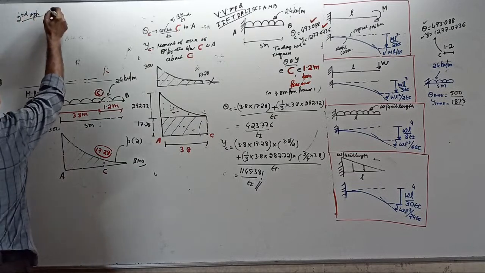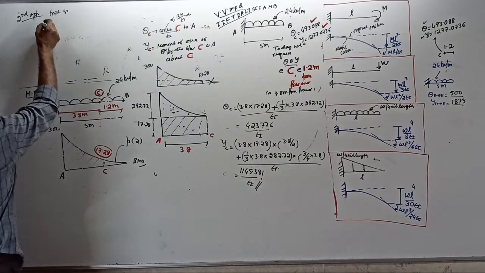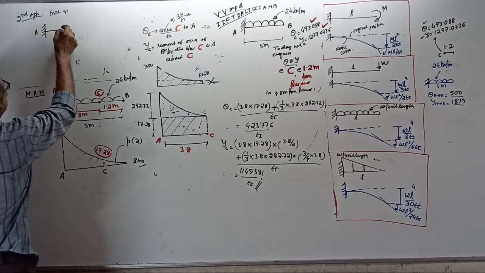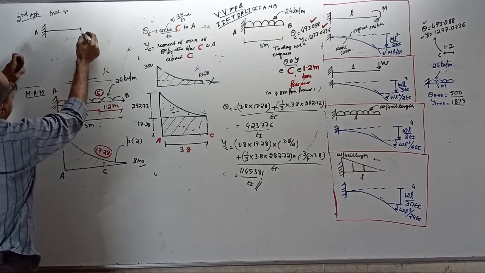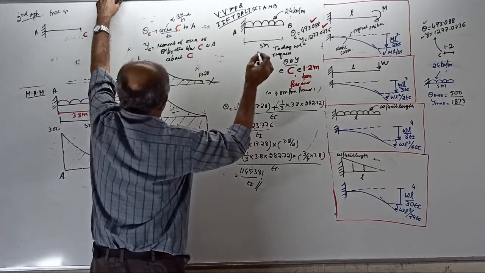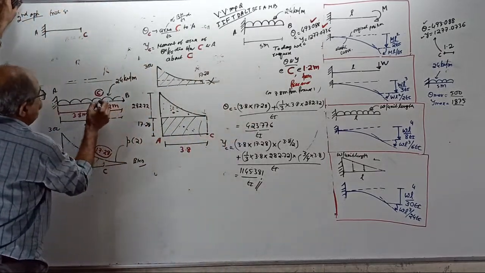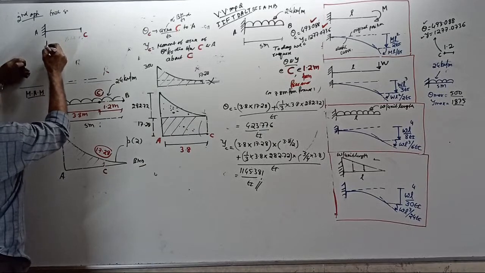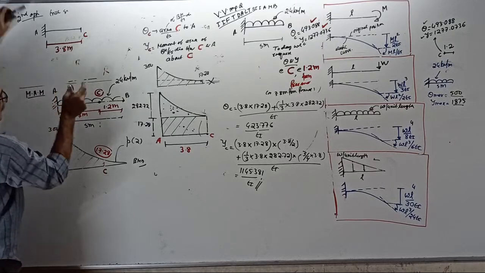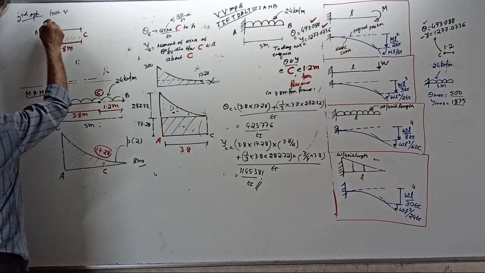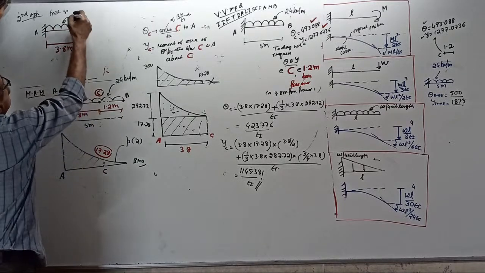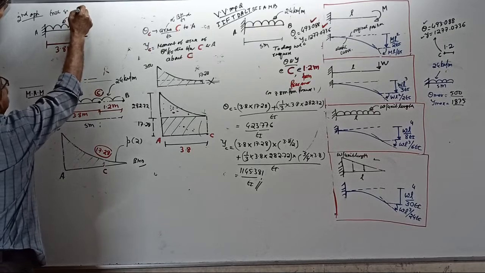Second option. That is the trick or special. What you do? Consider the cantilever A up to only C. Now remember, consider from A up to only C. Only up to here. That is, your cantilever is of length 3.8 meter. First apply whatever load is there. There is a UDL here. How much? UDL of 24 kilonewton per meter.